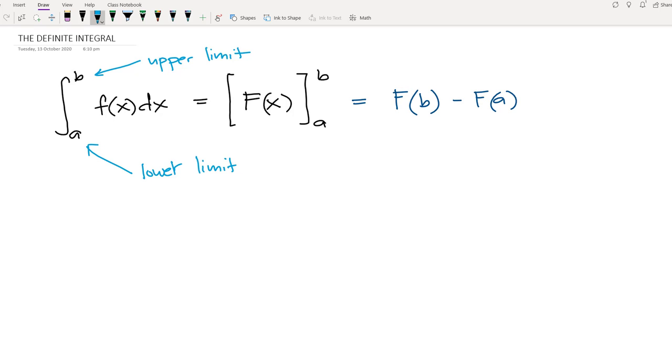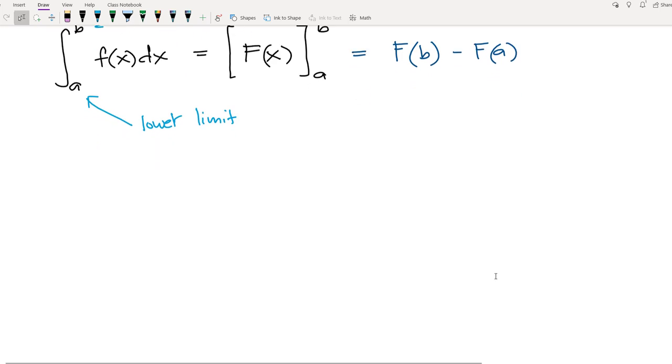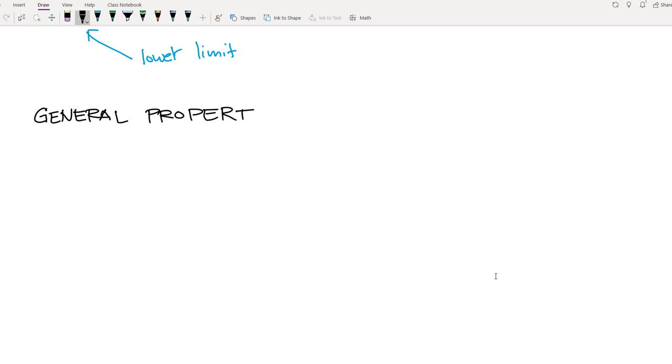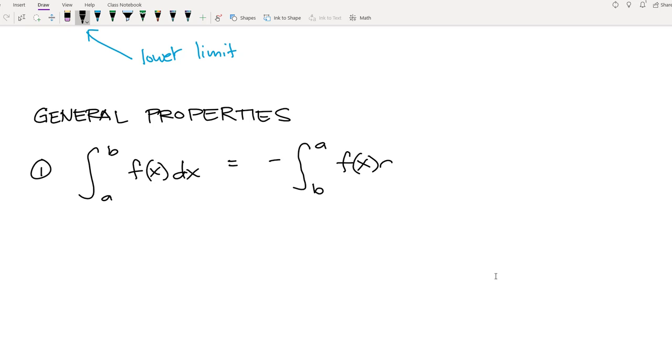So there are some general properties that we need to consider before we start with some examples of the definite integral. General properties of the definite integral. The first one among the three would be the integral from a to b of f of x dx is equal to the negative integral from b to a of the same function f of x dx. That is the first of the general properties.